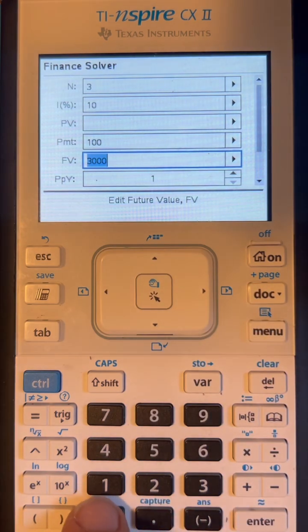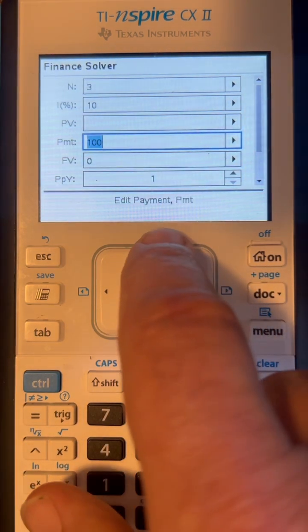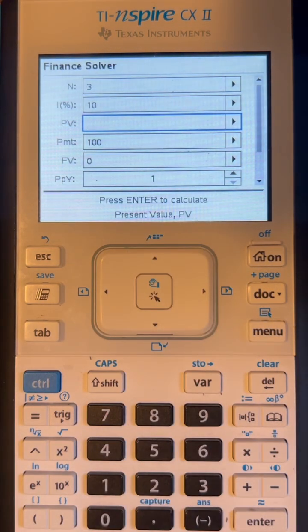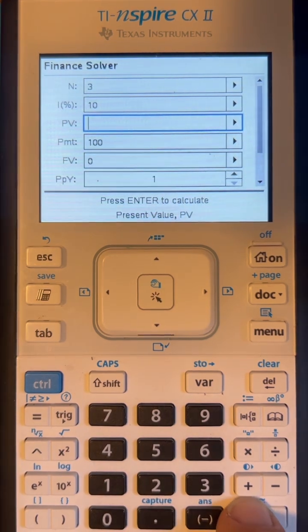Future value is not relevant. At the 3-year mark, we don't get any more money other than the $100. We don't pay any more money. We will use the future value, the present value, and the payment when we do bonds later on. For now, future value would be 0. So now I'm just going to go up to the PV box and hit enter. Again, you might hit solve on your calculator.